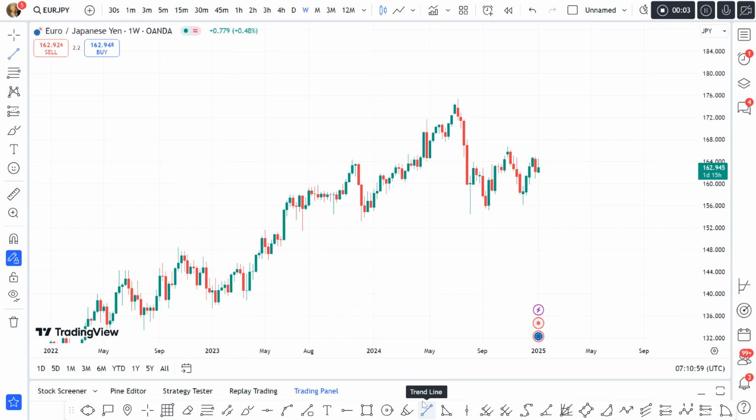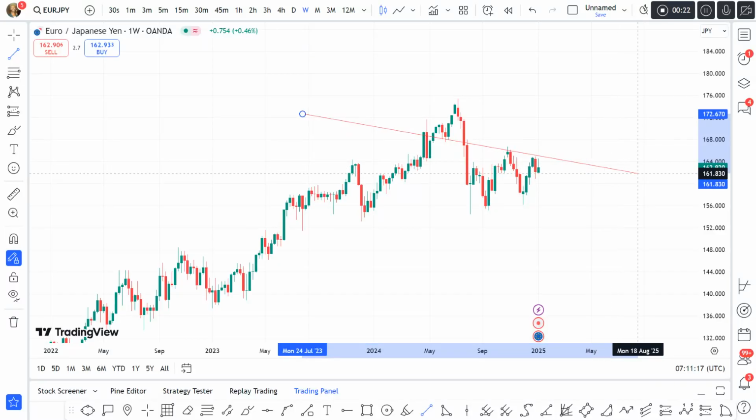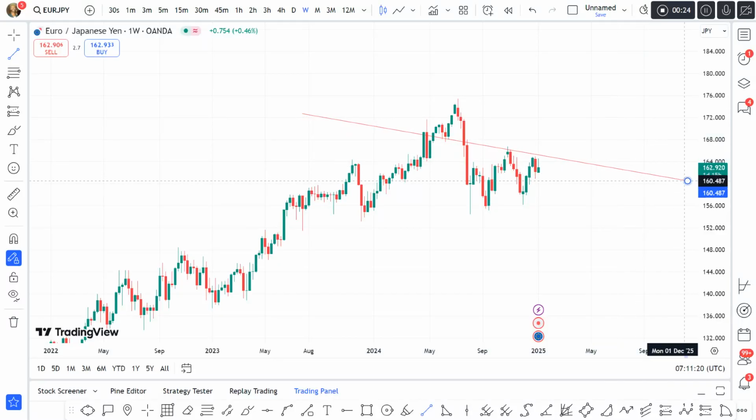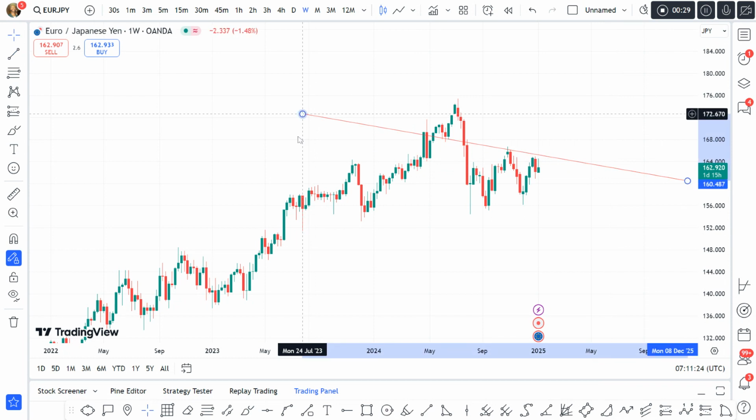Let's look at EURJPY on a weekly time frame. On a weekly time frame, we need a clear directional bias for EJ, and we're looking out for the break of structure. That's the first thing you look at first. Every time you see any pair, you look out for break of structure.